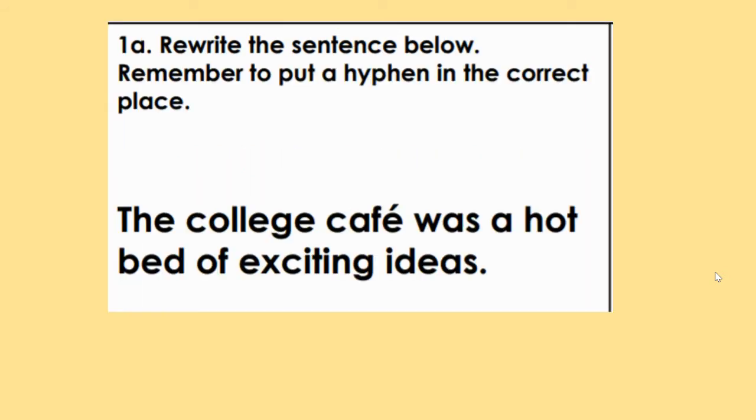I'm going to have a look at another one. So it's now asking me to rewrite the sentence below, putting a hyphen in the correct place. So the college cafe was a hotbed of exciting ideas. So having a look at my sentence, I know that it wouldn't make sense to put my hyphen between the words college cafe because they are two separate words. They won't form a new one if they are put together. However, hotbed, that can be used to describe those exciting ideas. So I know that I could use a hyphen between the two words hot and bed. That's going to form a compound word.